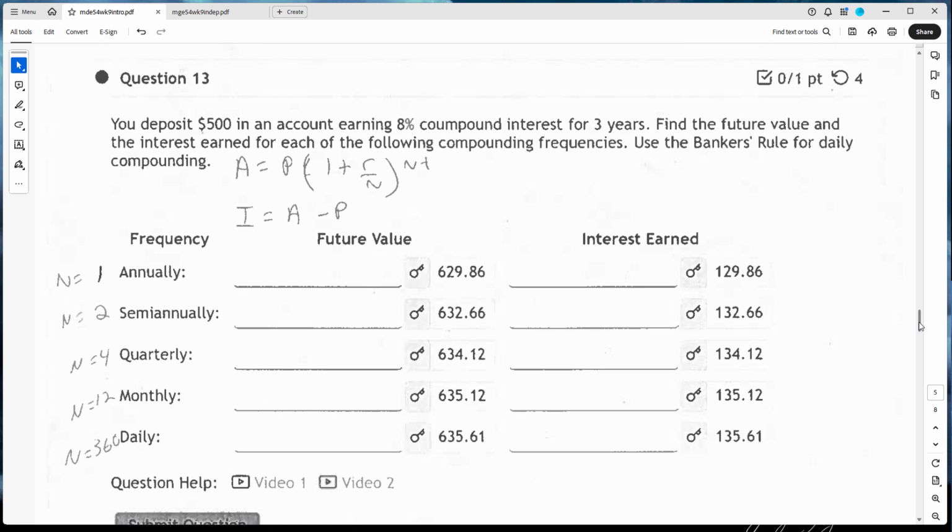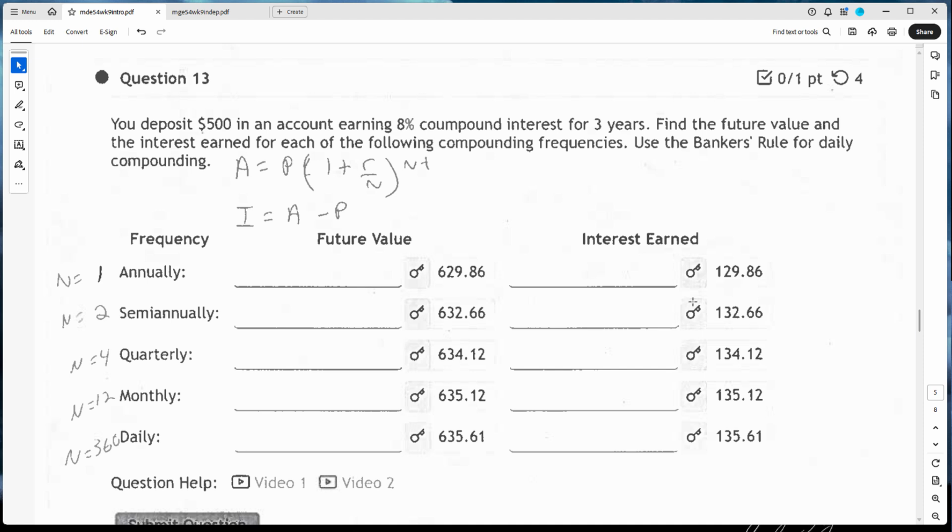Number 13, you deposit $500 into an account earning 8% interest for 3 years. Find the future value, which is A, and the interest earned for each of the following compounding frequencies. Use the banker's rule for daily compounding. So for daily, banker's rule, N is 360.